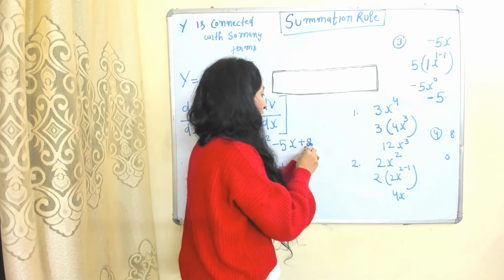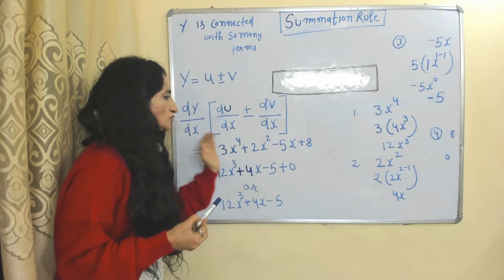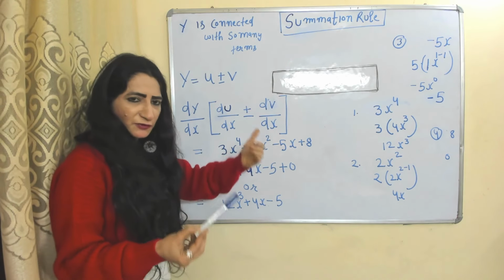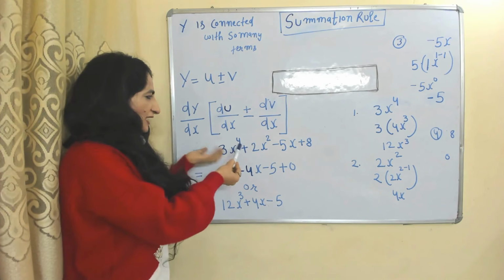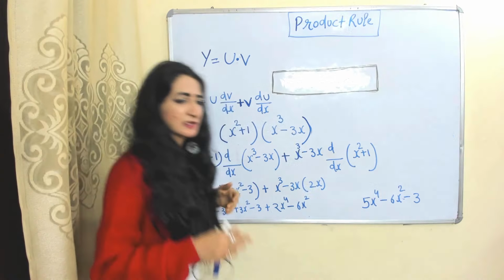So this will be called our final answer. Here you can see when y is connected with so many terms, then we separately differentiate each term and apply the given sign. Now we will see the product rule of differentiation.